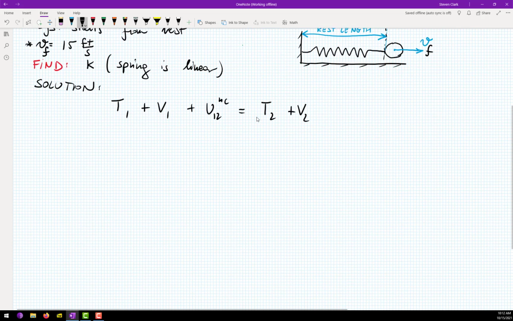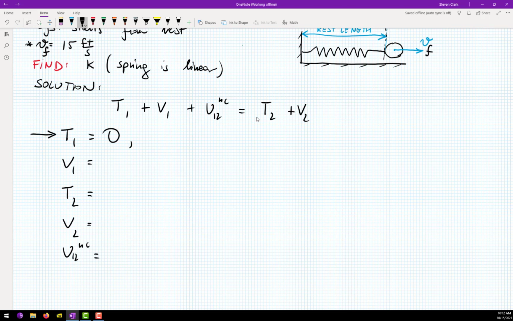Now, let's find these 5 guys: T1, V1, T2, V2, and U12 non-conservative. So what is T1? The kinetic energy at the beginning. It has to be 0 because the system starts from rest. What is T2? It will be 1/2 m v f squared, because this is our expression for kinetic energy.